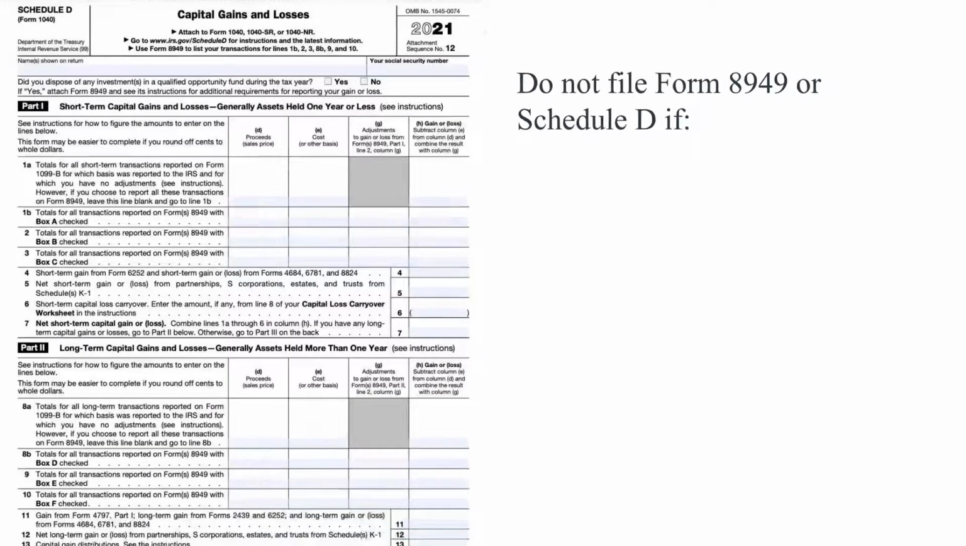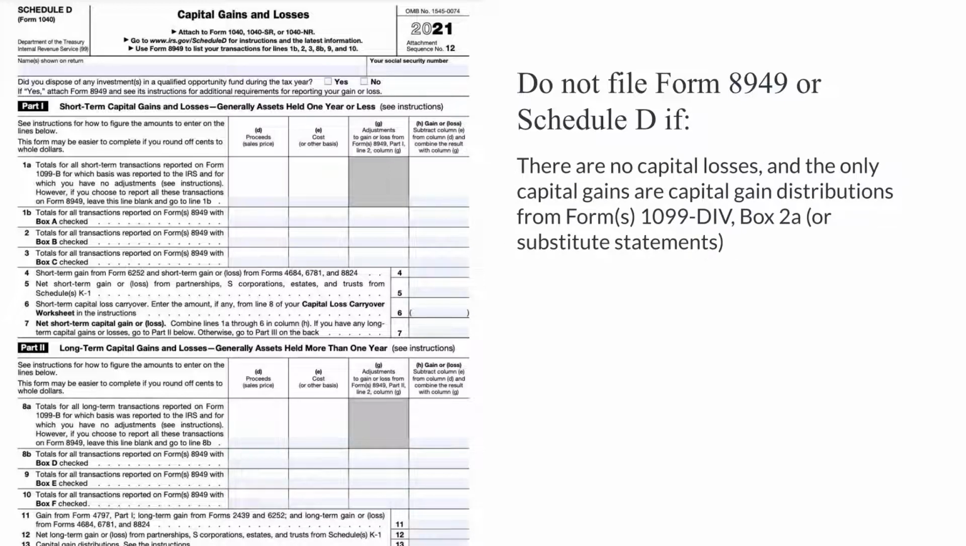An individual does not have to file IRS Form 8949 or Schedule D if both of the following apply. There are no capital losses, and the only capital gains are capital gain distributions from Form 1099-DIV Box 2A.